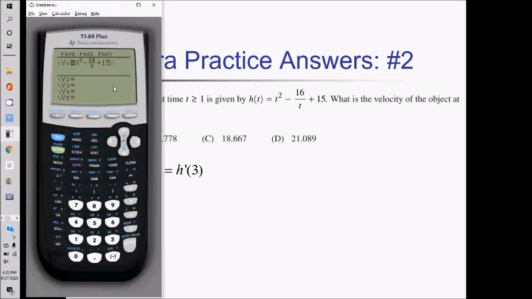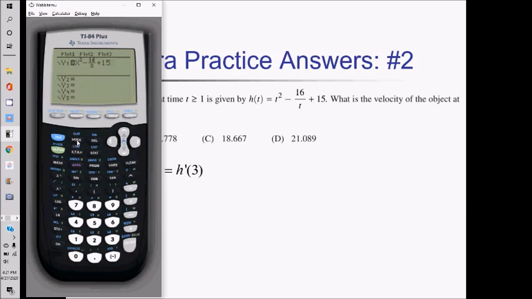So here I am in the y equals of my calculator. Now, since I just need to find the derivative at a single spot, I don't actually need to know what this derivative looks like algebraically. I just need to put in the original function, which I've done here, and then take the derivative of that using the derivative function on my calculator.